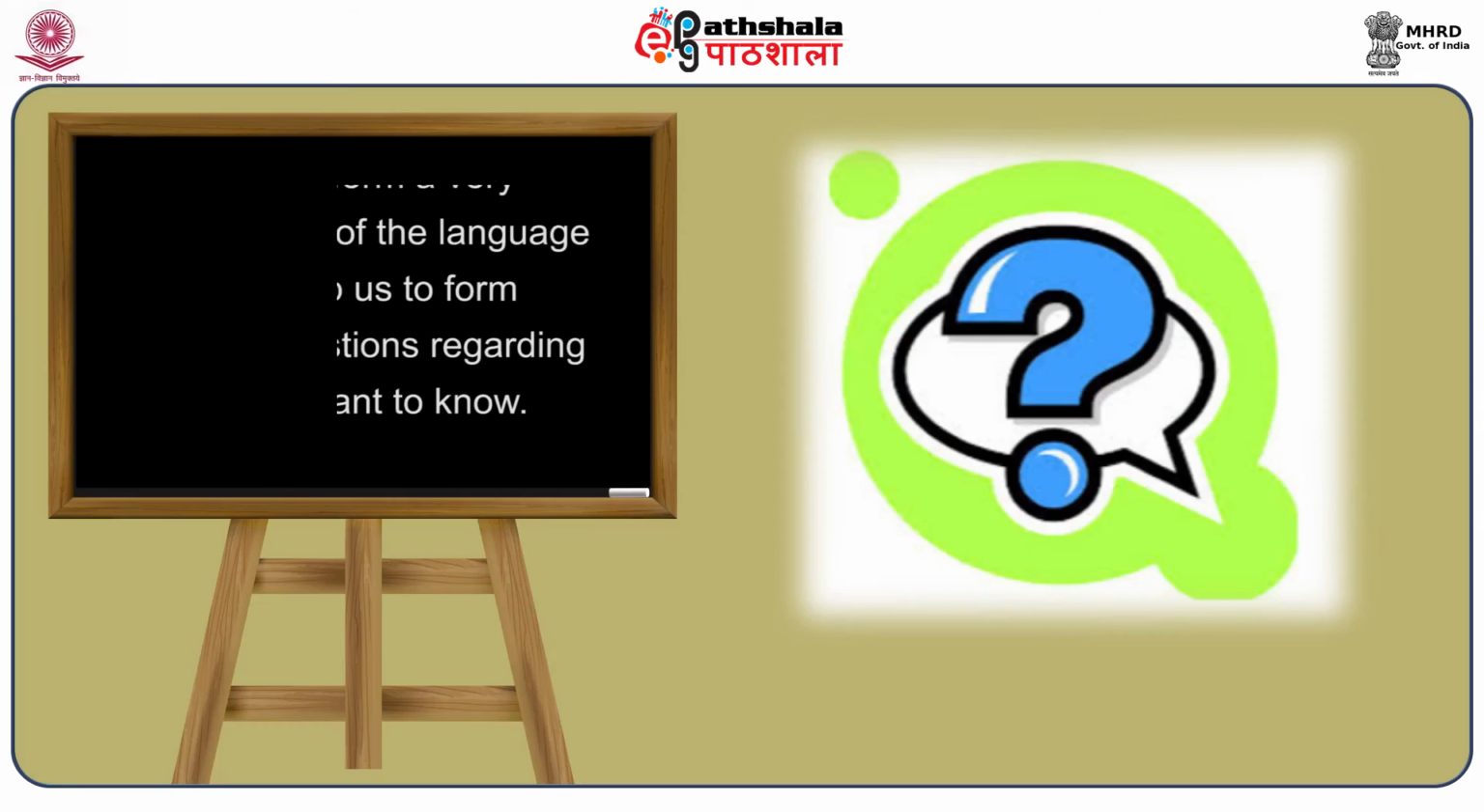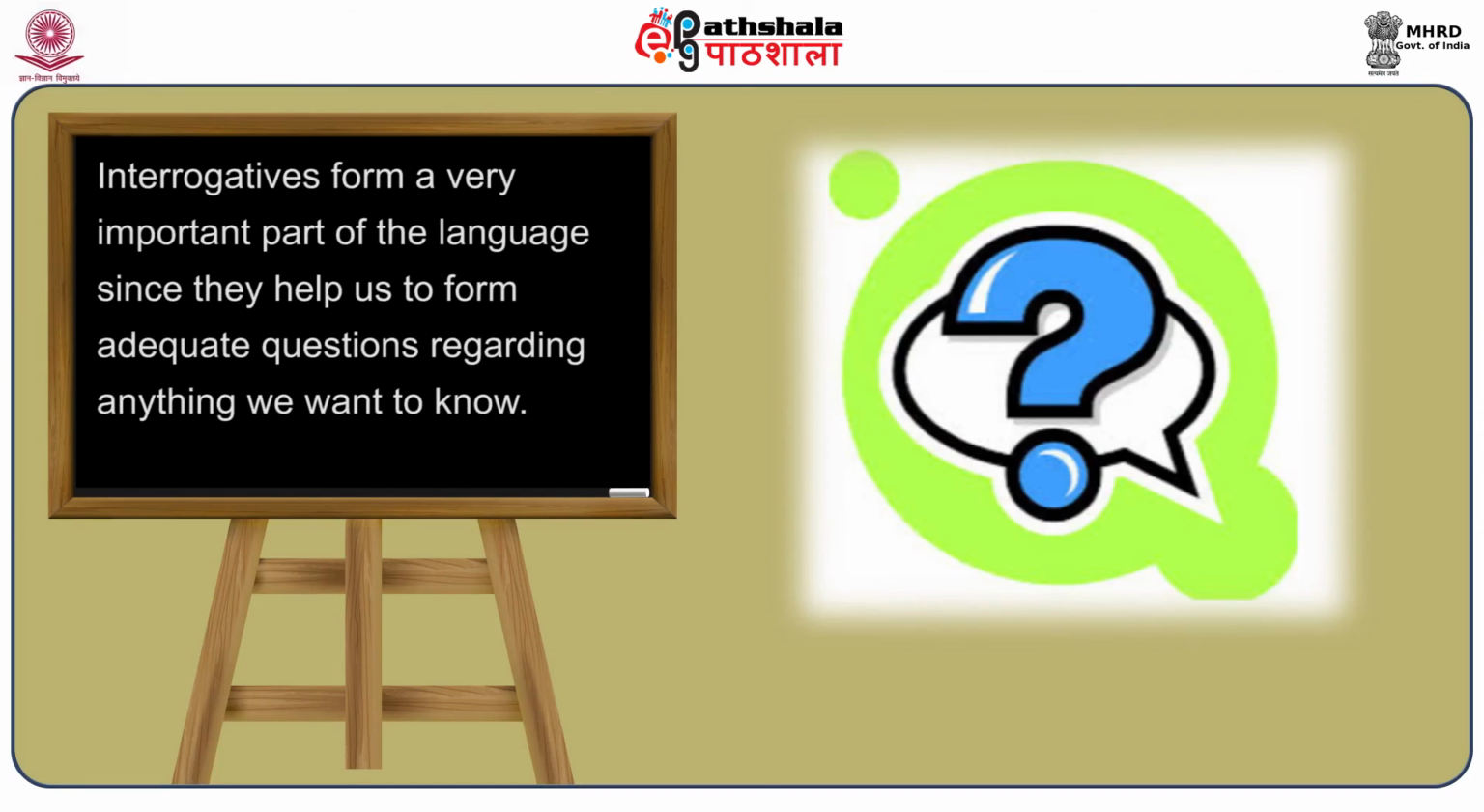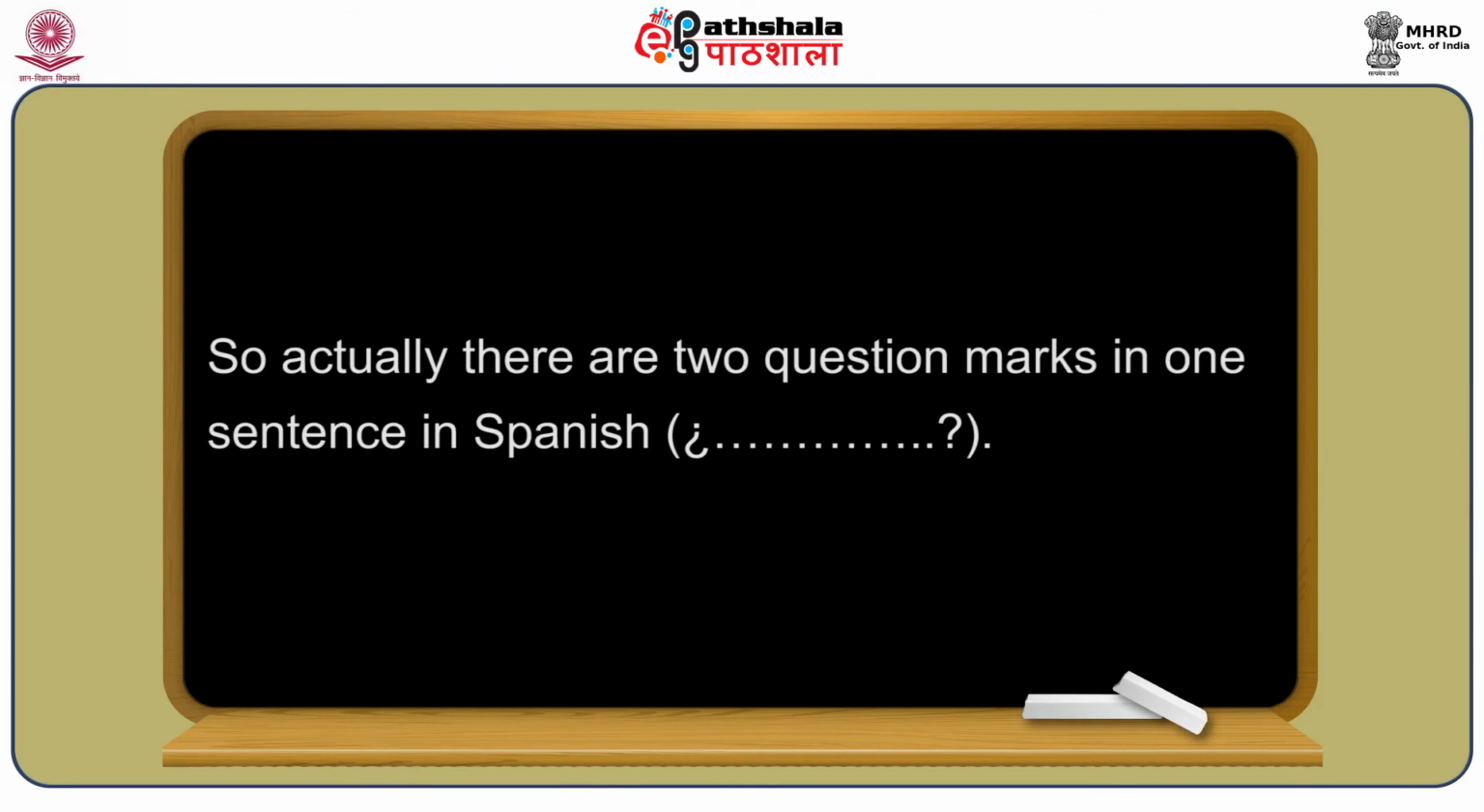Now, after having talked about the verb ser and estar, we are going to see the interrogative forms, which are a very important part of the language, since they help us to form adequate questions regarding anything we want to know. Now, the differentiating aspect of questions in written Spanish is the use of an inverted question mark at the beginning of the sentence, and the sentence is thus closed with a question mark at the end. So actually in Spanish there are two question marks in one sentence.